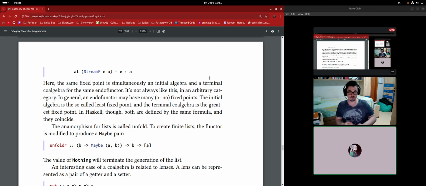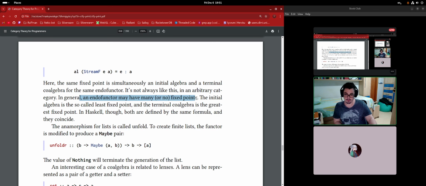Yeah, this wouldn't quite work in a strict language, because then streams, infinite streams and lists wouldn't be the same. Laziness in Haskell lets you do some crazy stuff with things that you would think of as finite but are actually potentially infinite. It is not always like this in an arbitrary category. In general, another functor may not have one. Not everything has a fixed point.